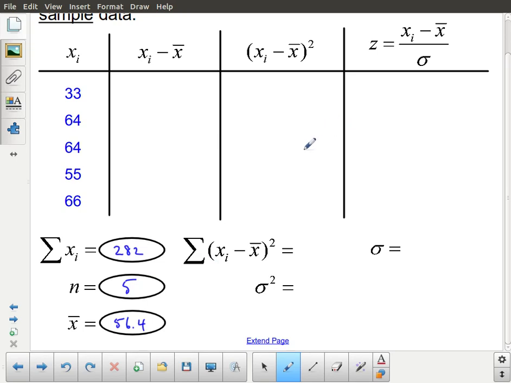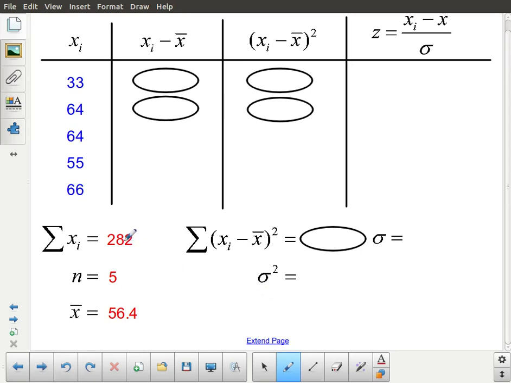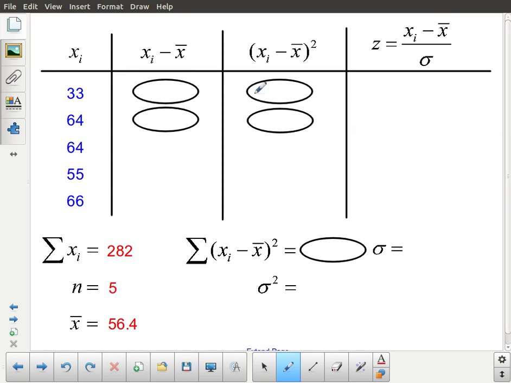And what I've done to try to streamline this process a bit is I've put these prompts in here for me, and now I've filled in the ones for this page. I go to the next page, and I've got that stuff filled in: 282 and 5 and 56.4. So now that I know those 3 important pieces of data, I'm going to take each individual piece of data and subtract the mean. So for example, 33 minus 56.4 gives me negative 23.4.